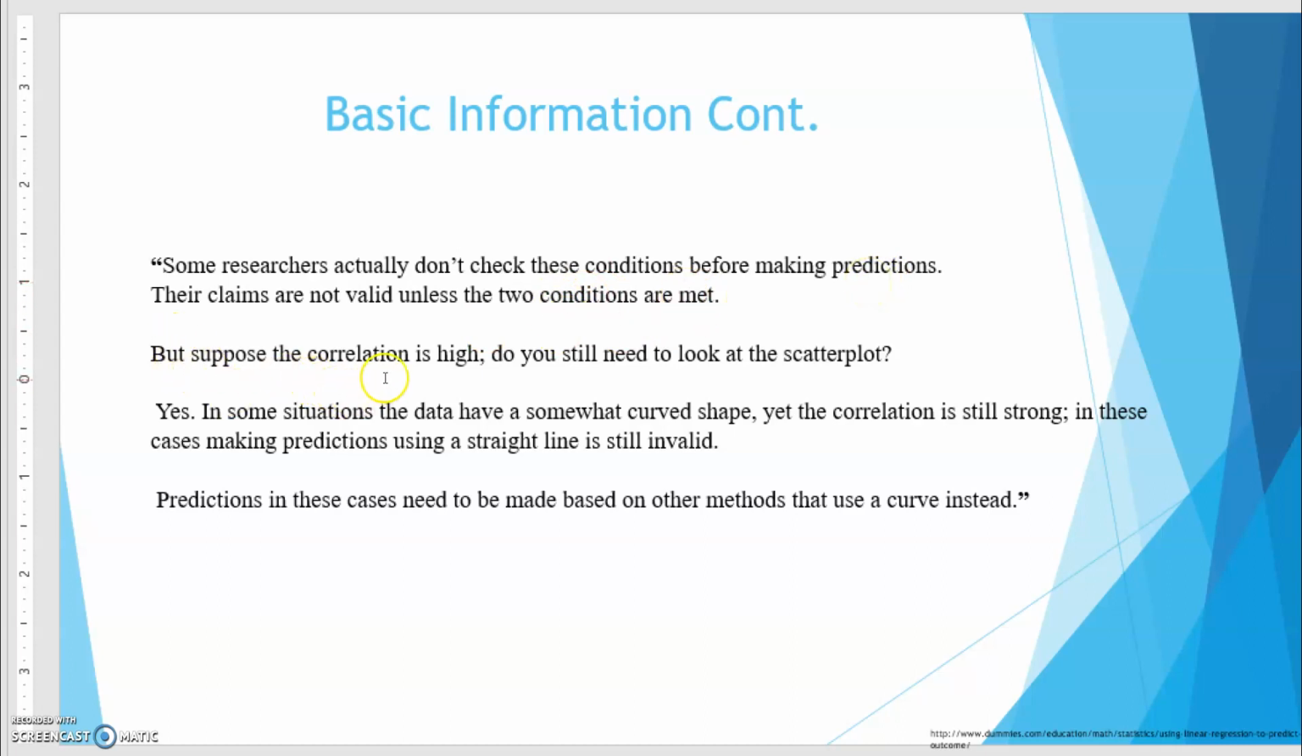But suppose your correlation is high. Do you still need to look at the scatter plot? Absolutely. In some situations, the data will have a somewhat curved shape, yet the correlation is still strong. So your R will be moderate to high, but you won't have a linear relationship. You always need to check both of them before you move on to predictions.